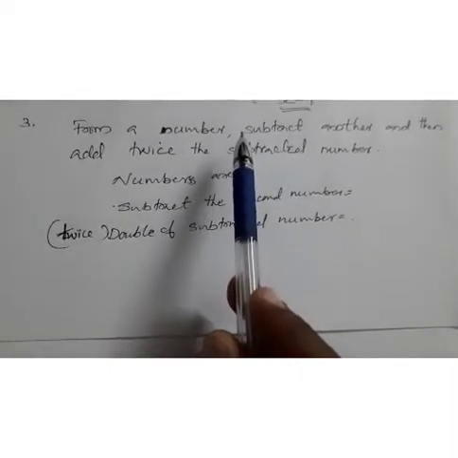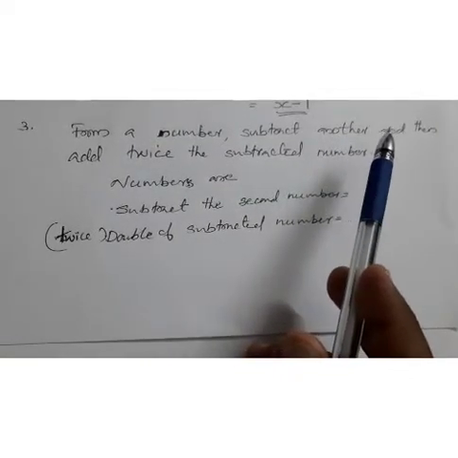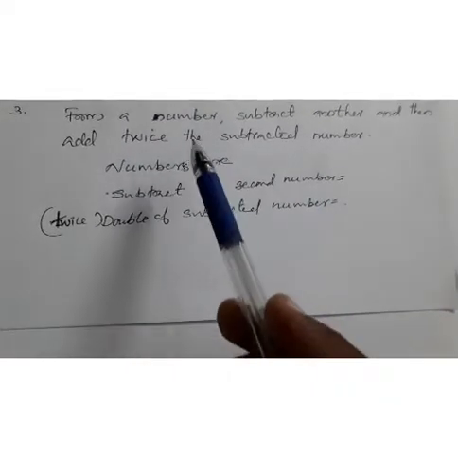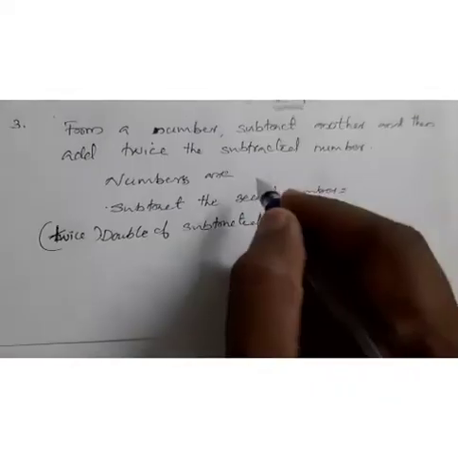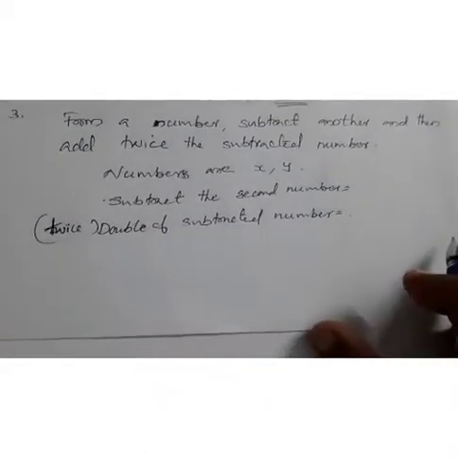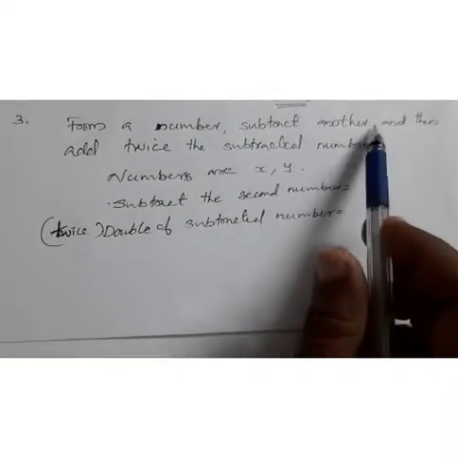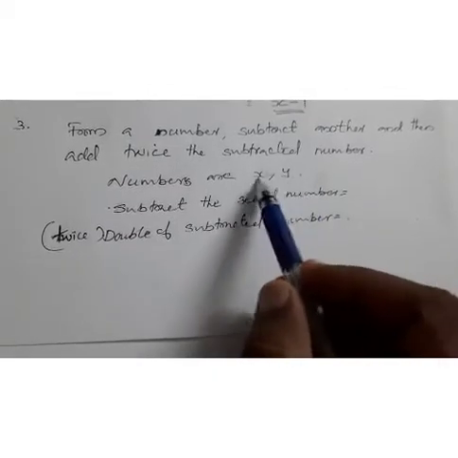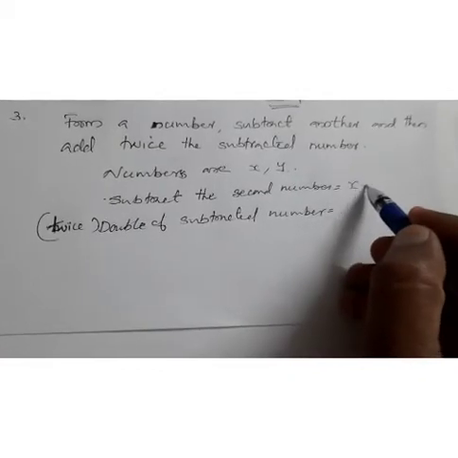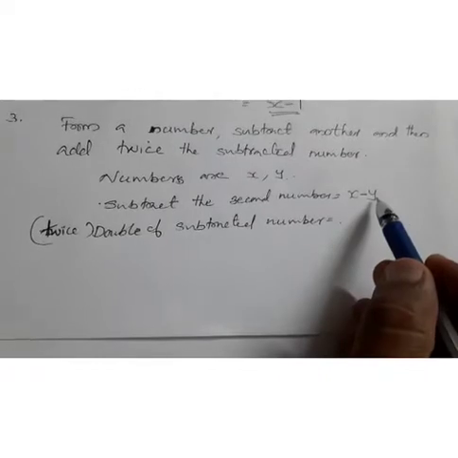From a number, subtract another and then add twice the subtracted number. Take the numbers as x, comma, y. Then that is the first. From a number, subtract another. So you take numbers x and y. Then you have to subtract the second number. So x minus y you will get.